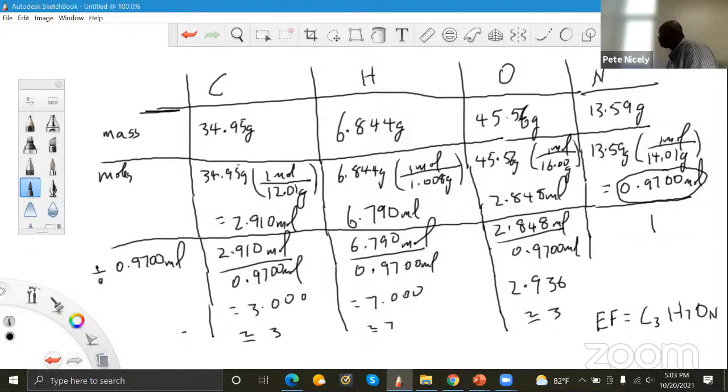Now the question, let me go back to the question here. The question is asking for not only the empirical formula, but also the molecular formula. Now, what I would have to do is find the empirical mass. Let's see, sorry. Okay, I'm running out of space here. So the empirical mass, I'm going to cheat and use my calculator here.